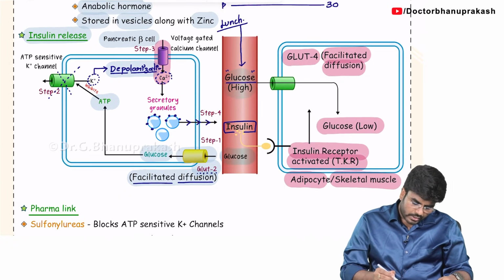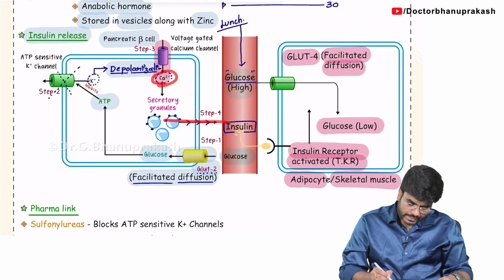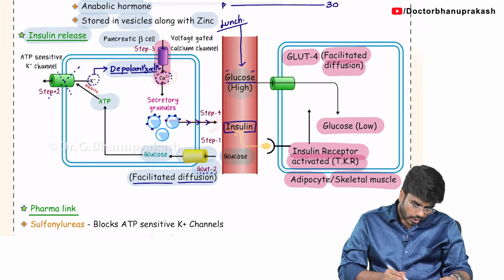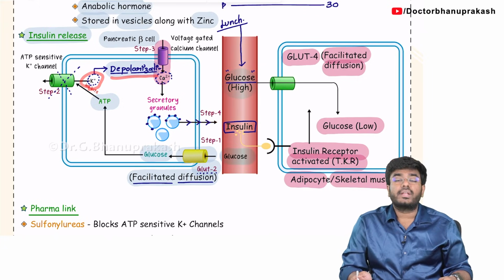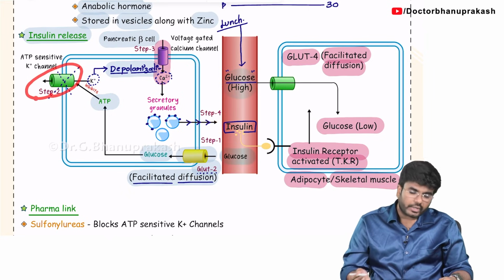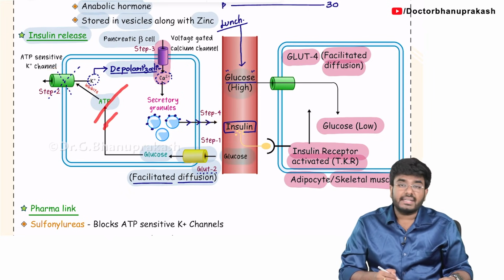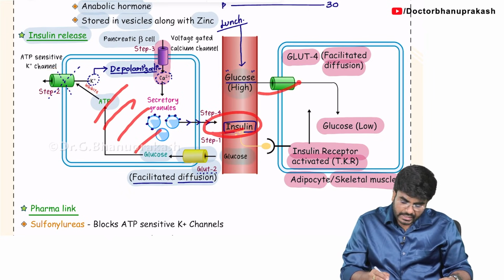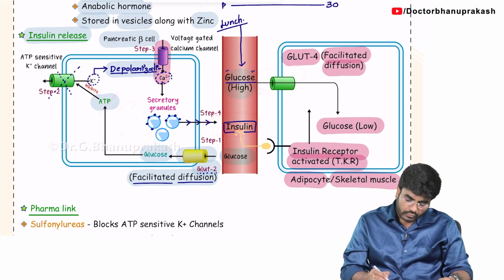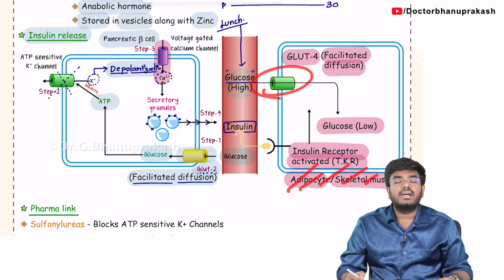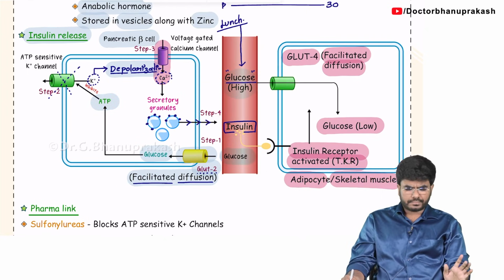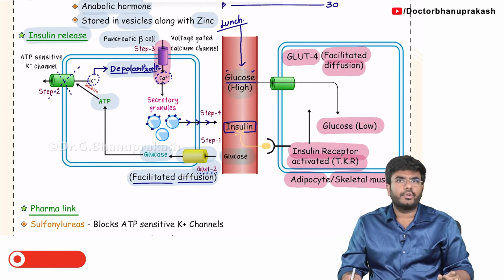Now, look at the questions. Guys, what are the ions responsible for exocytosis? Calcium. What are the ions responsible for depolarization? Potassium. ATP sensitive potassium channels are present on beta cells. Insulin dependent GLUT is GLUT4. GLUT4 are present on adipocytes and skeletal muscles. Okay, so these are all the MCQs which I want you to know.